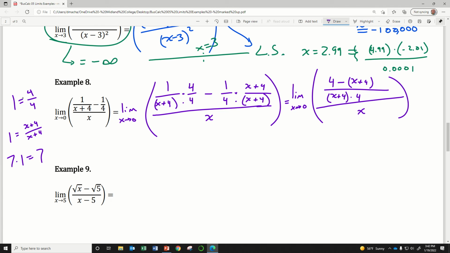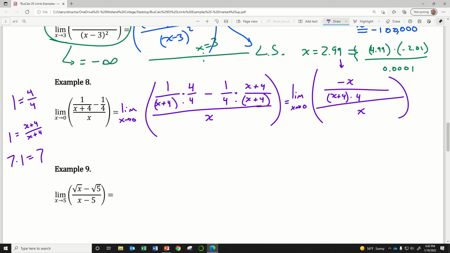So let's distribute this minus sign over here. Instead of having these parentheses, I'm going to get rid of that and write 4 minus x minus 4. Now, you might say, well, I have 4 and 4 minus 4, so 4 minus 4 is 0. That really leaves my denominator as just being negative x.